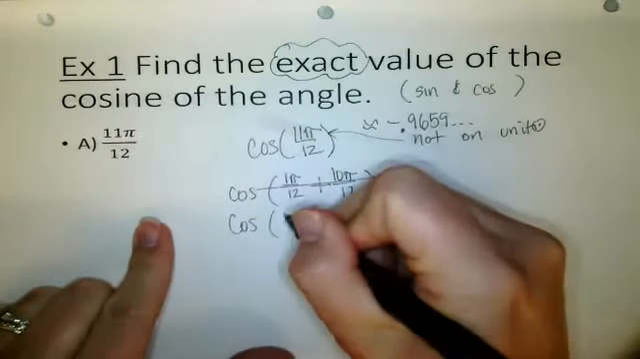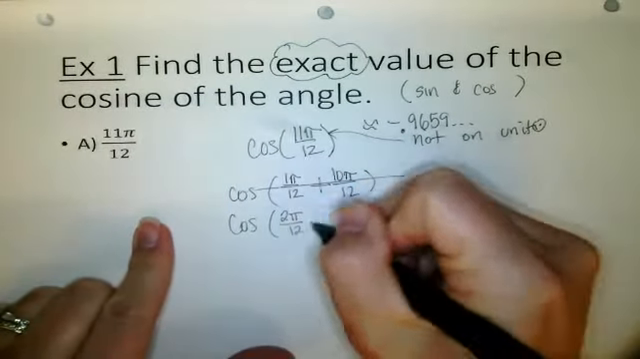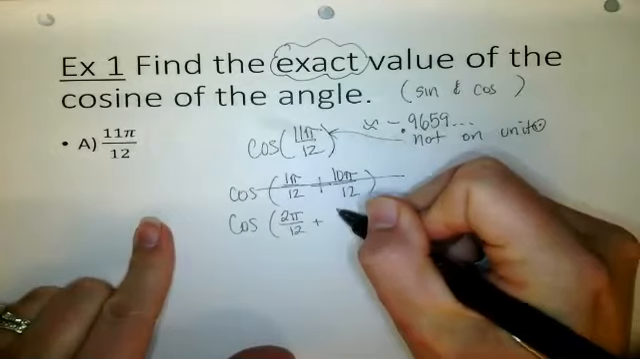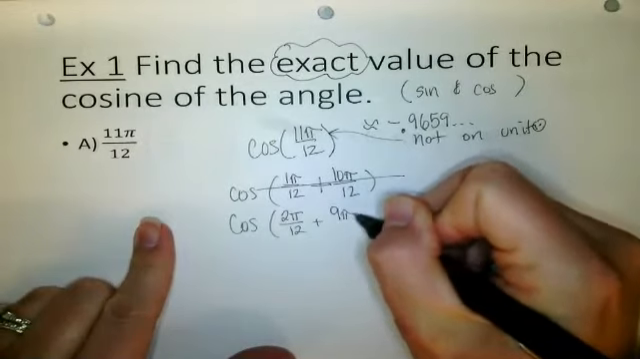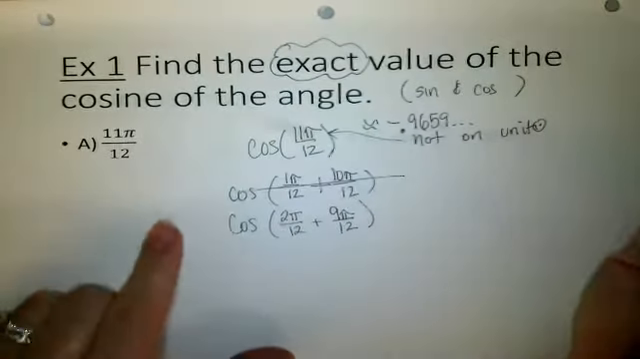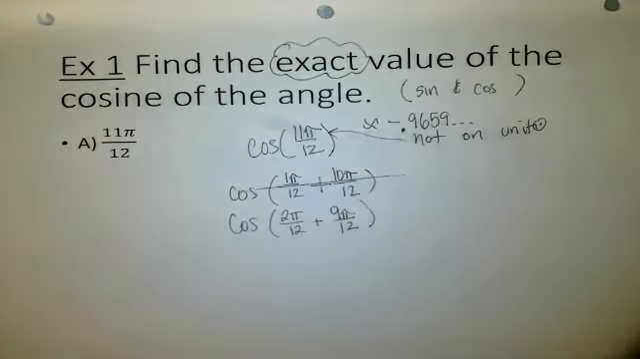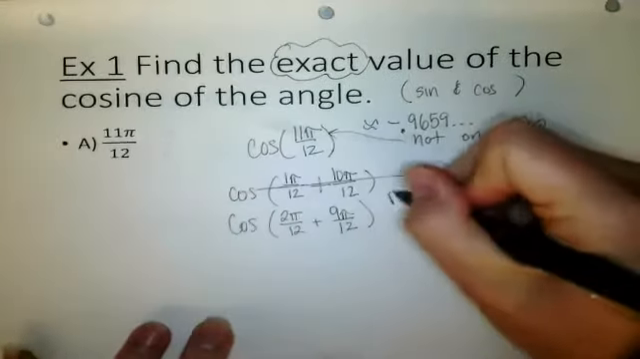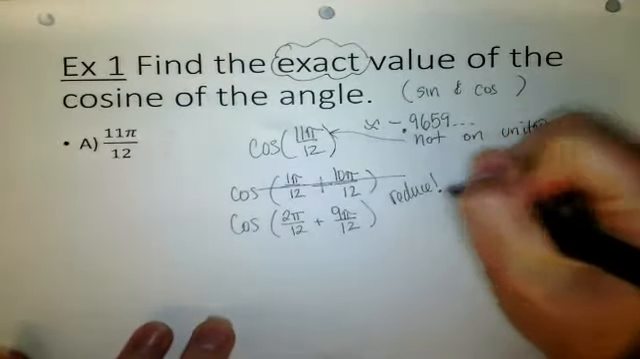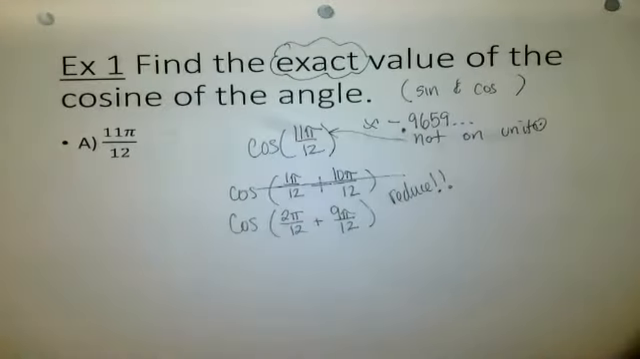Cosine of 2 pi over 12 plus 9 pi over 12 gives us 11 pi over 12. What's nice about these? They reduce, and when you reduce them, they're on the unit circle. So that's really, really handy. So you see what I did there? I'm basically creating a list of things.